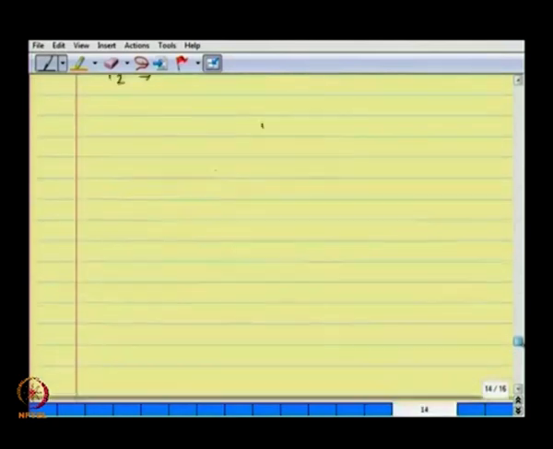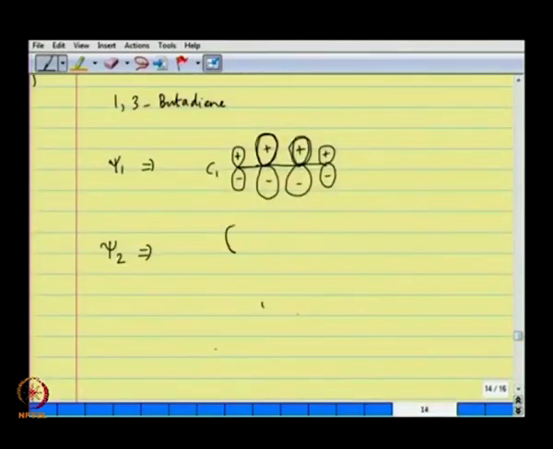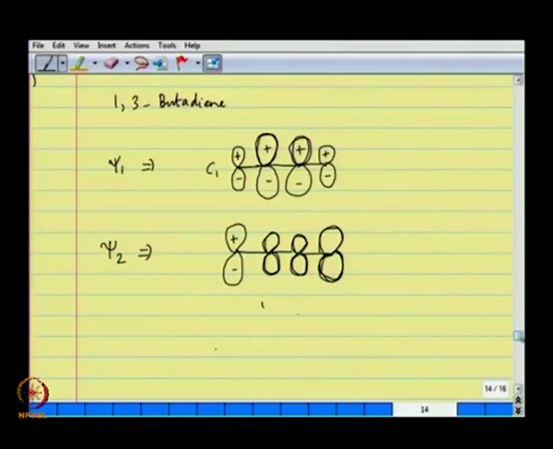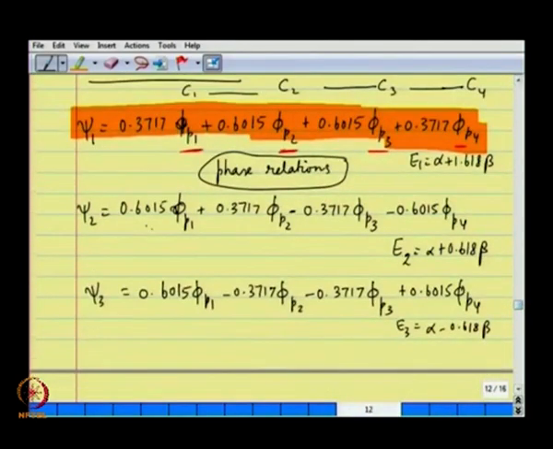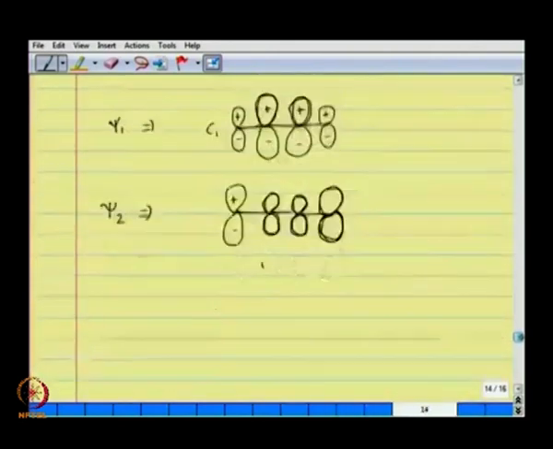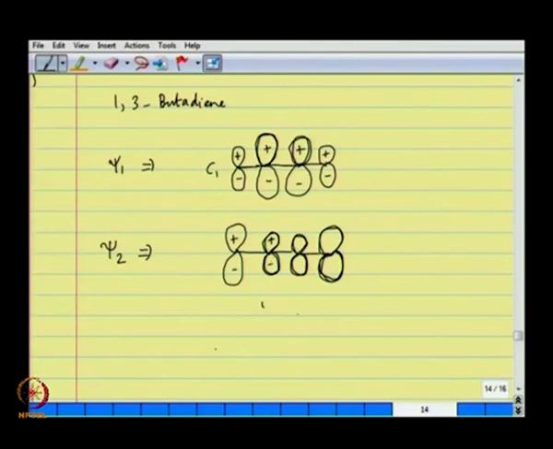So, let us keep that in mind, psi 2 is larger p 1 plus minus smaller p 2, smaller p 3 and larger p 4. Well, these 1 and 4 have the same contribution, 2 and 3 have the same contribution, of course reduced, and let us see the signs again. The signs are plus, plus, minus, minus. So, what we need to do, plus, plus, minus, minus, and this of course is plus.